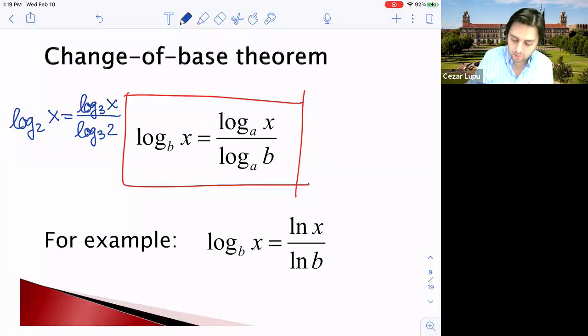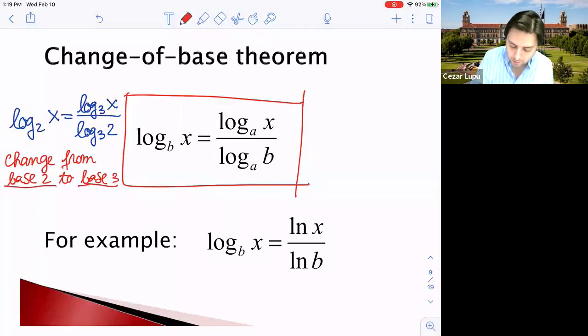So here, what we performed was a change from base 2 to base 3. As you can see, look here, the base 3, the same, you see it here, and here it was base 2. So that's what we have done.